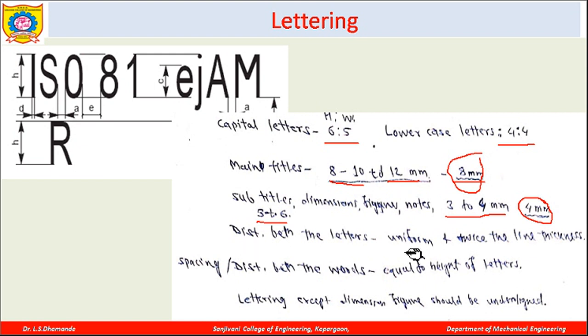The distance between the letters should be uniform, and it should be twice the line thickness. The spacing between the words should be equal to the height of the letters. That is what we are going to follow. And the lettering, except dimension figures, should be underlined. All the lettering you draw over the drawings should be underlined, except the dimension figures.